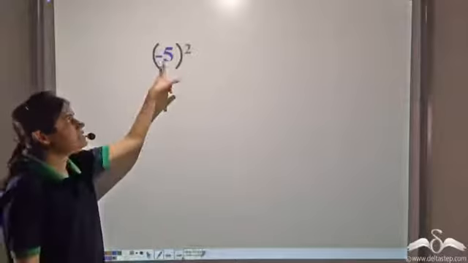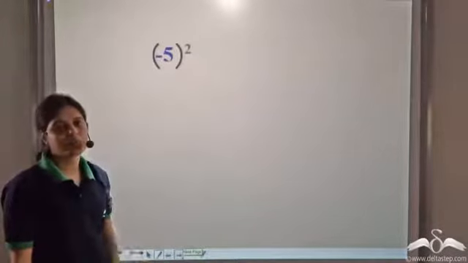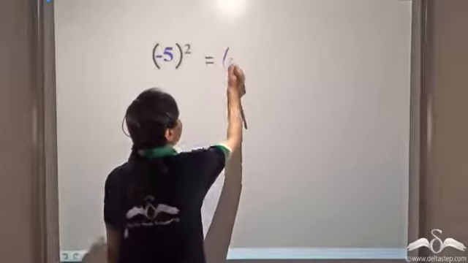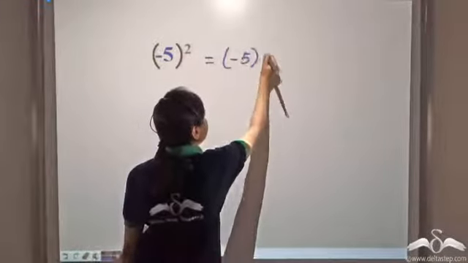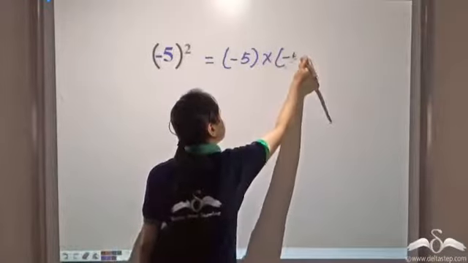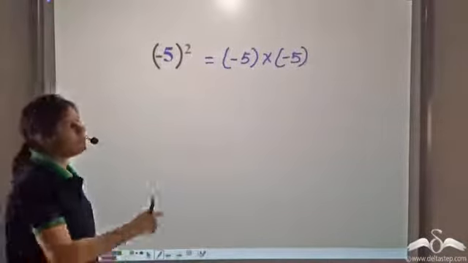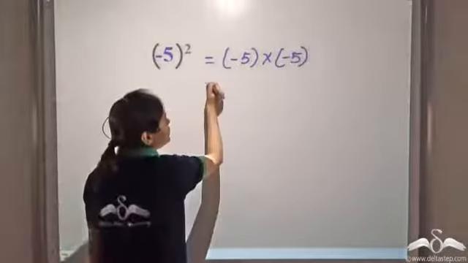Now let us find negative 5 to the power 2. Negative 5 to the power 2 is equal to negative 5 into negative 5. That is negative 5 multiplied twice. Negative into negative is positive.